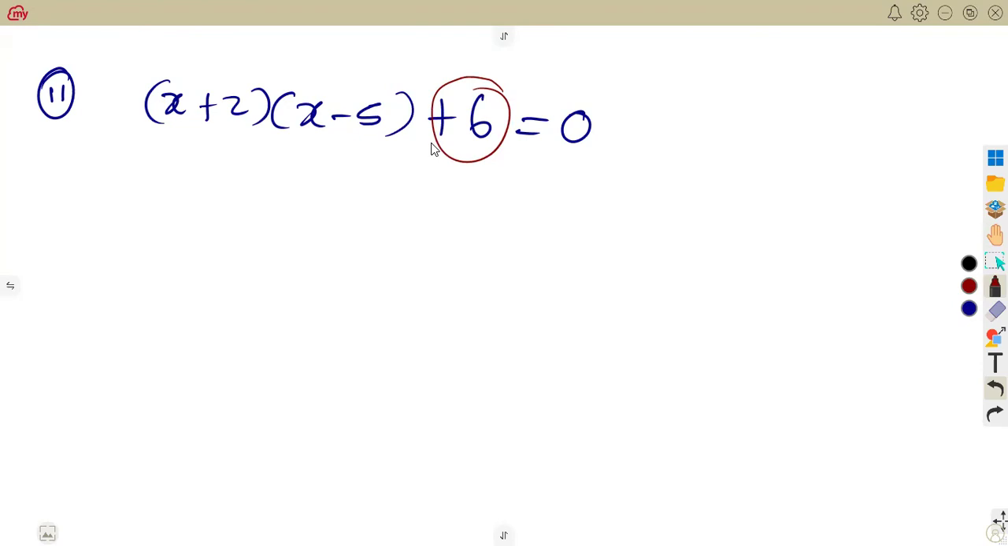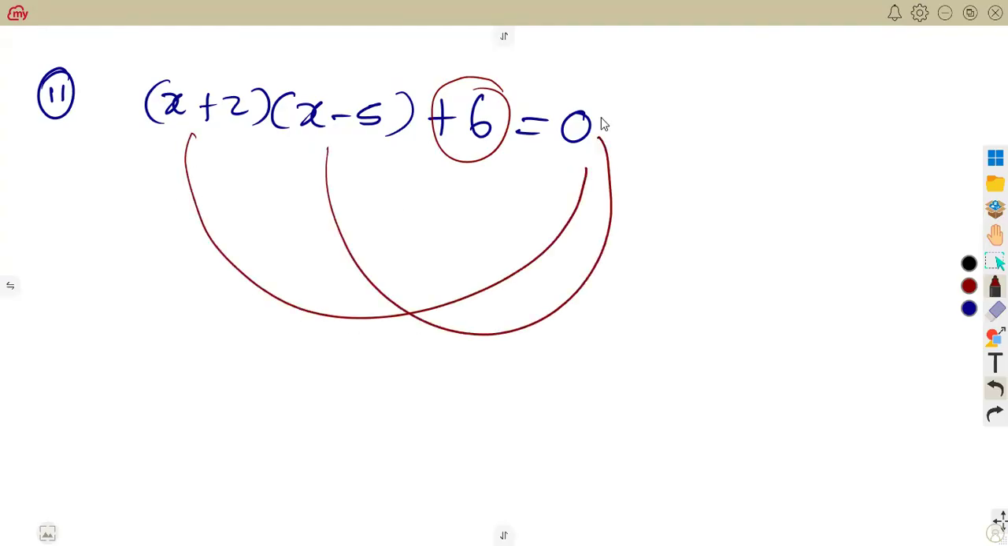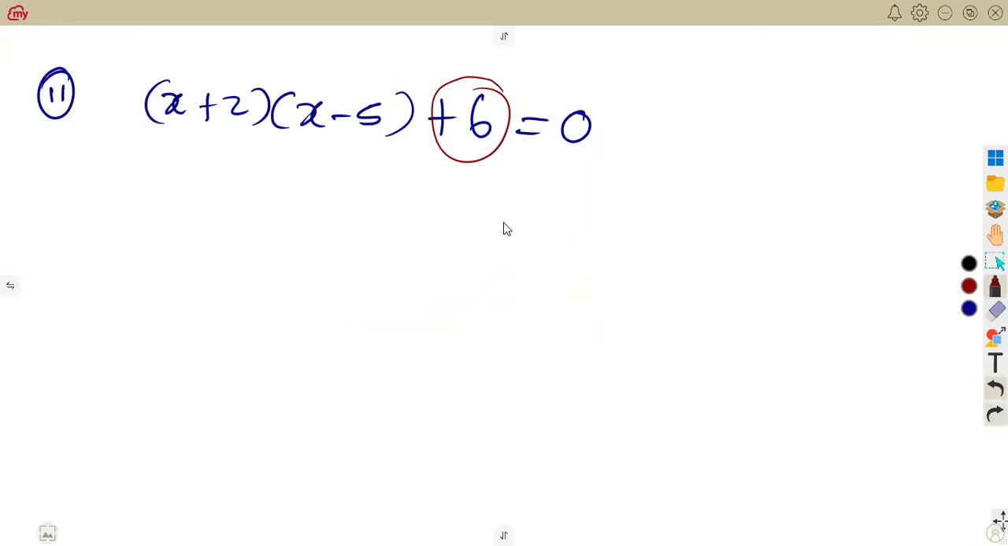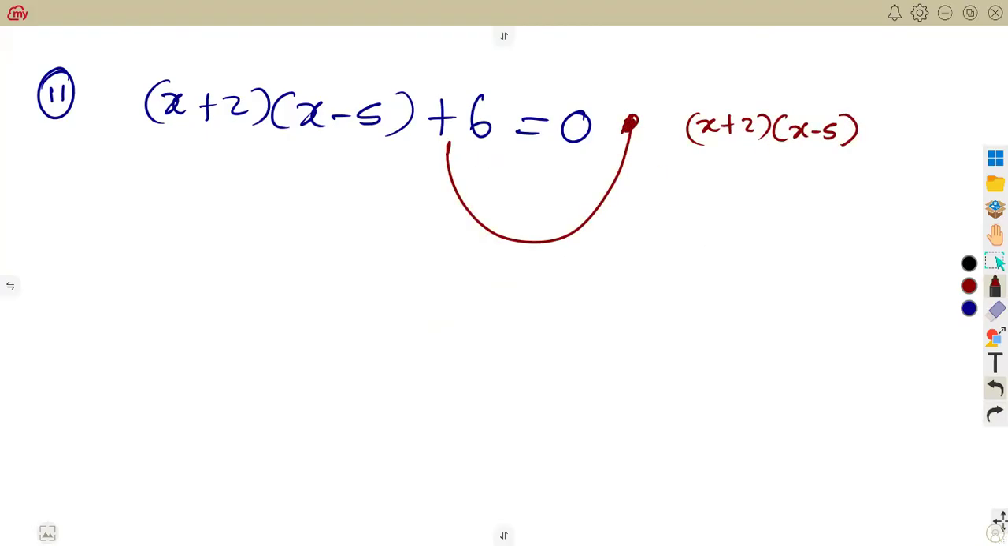If we were not having that number, we are not going to expand these brackets. We're just going to equate this one equal to 0, and this one equal to 0. But having this number being added, it is not different, like it was like this: (x + 2)(x - 5), the 6 there, it will be 4. So you see there was a need of you expanding.